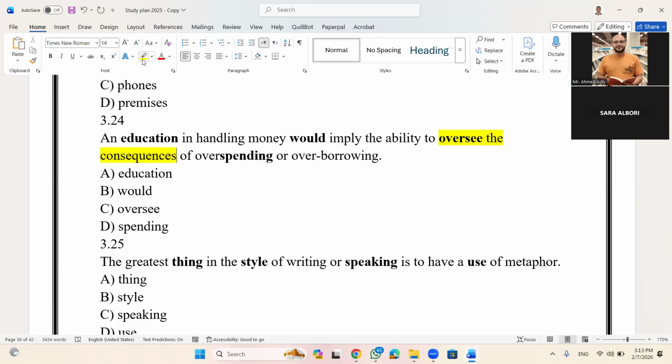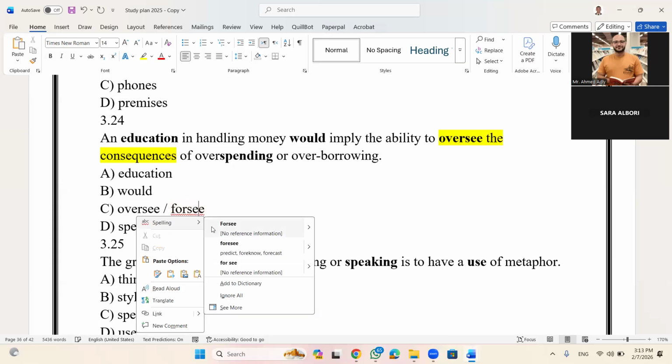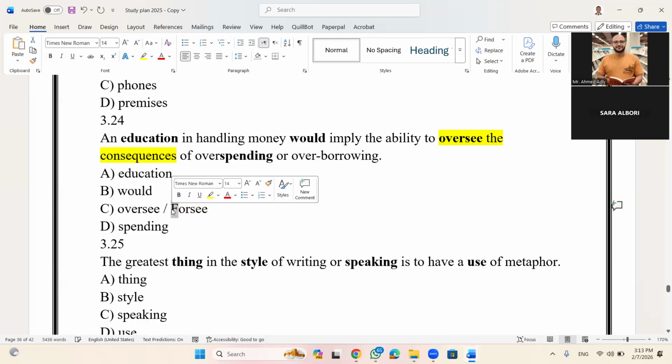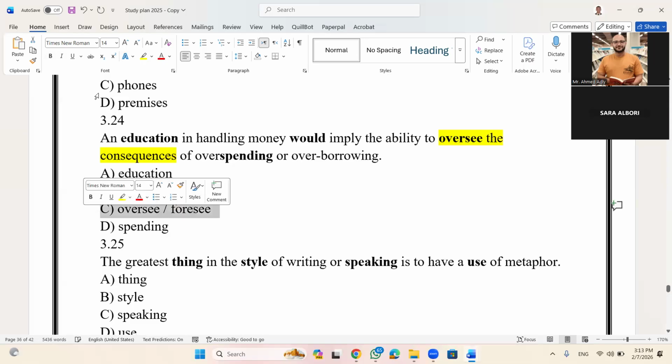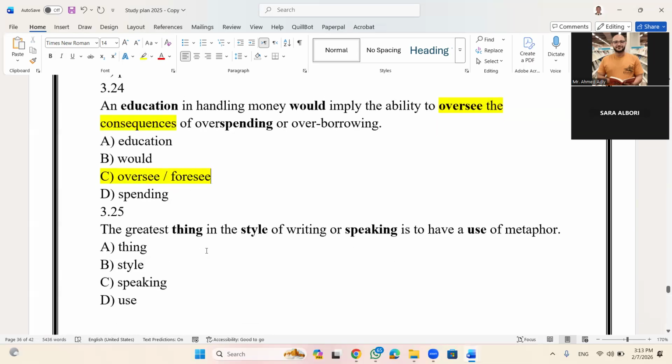So there's a big difference here between foresee and oversee. Foresee means to anticipate, to predict. Not oversee. Oversee means to supervise. So this is the wrong one. Next.